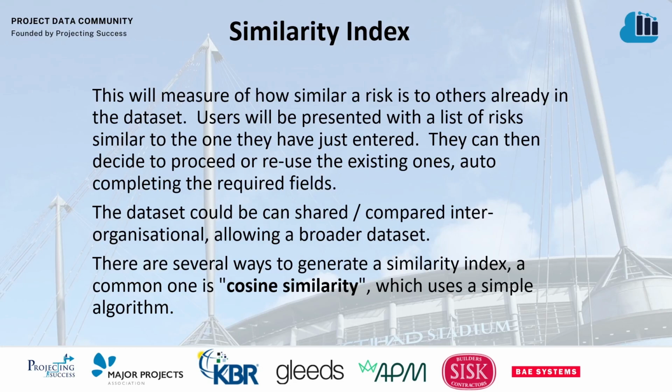There are various algorithms we can use to do this, one of them being cosine similarity. So the idea is, as the user enters the risk, it produces a Similarity Index and gives them a list of all the risks which are similar to the one they've just entered, which are already on the system or in the data set. They can then choose to ignore that and carry on with a new risk, or reuse one of the existing ones, and it will auto-complete all the required fields.